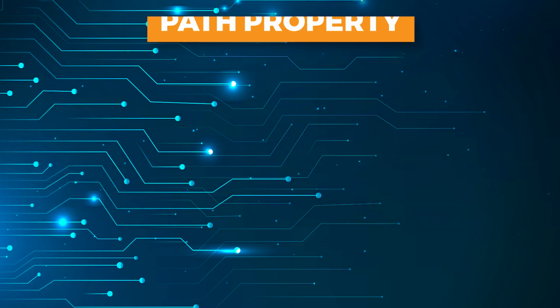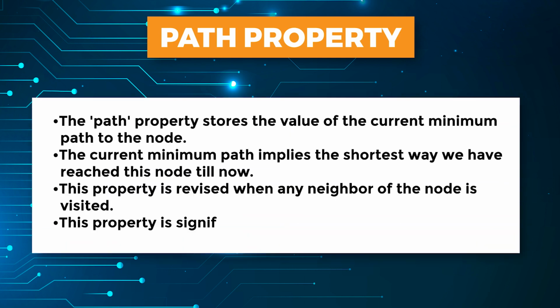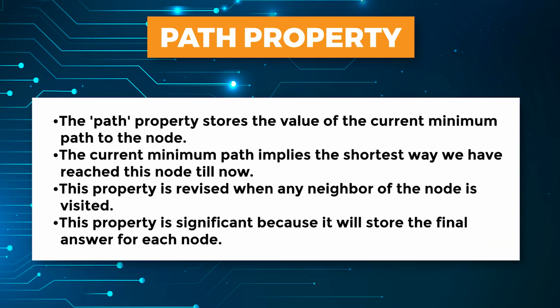The next is a path property. The path property stores the values of the current minimum path of the node. The current minimum path implies the shortest way we have reached this node till now. This property is revised when any neighbor of the node is visited.